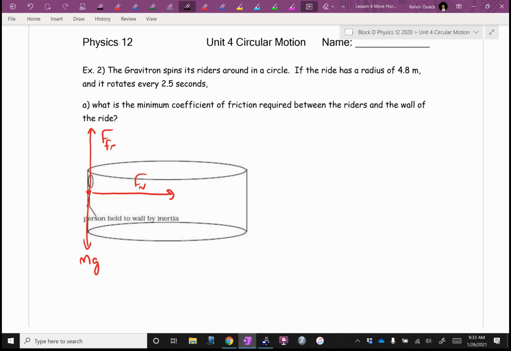There are two equations. There's a vertical equation and a horizontal equation. The vertical equation, who's winning? It's a trick question. Ariana, are we accelerating down the wall? No. Are we sliding or accelerating up the wall? No. So I'm going to argue that friction is the same size as gravity. You okay with that? I'm going to argue that mu times the normal force equals the same size as gravity.